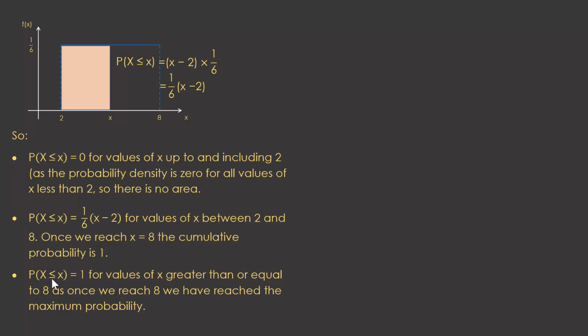Then, as soon as we're past 8, the probability that x is less than or equal to x is always going to be 1, because once we reach 8, it's 1. So therefore, the probability that x is less than or equal to 9 or 10 or 100 is 1.